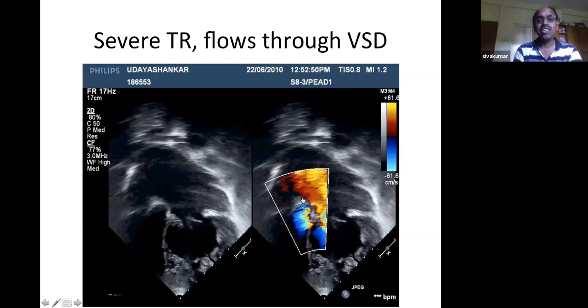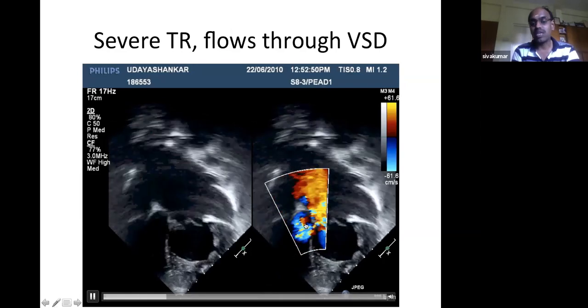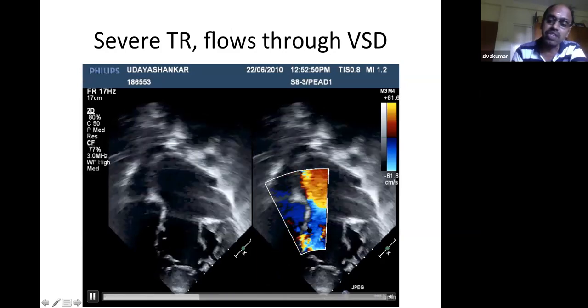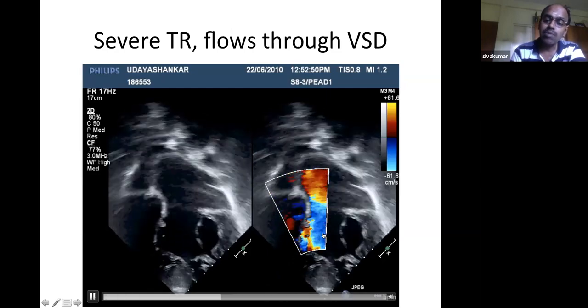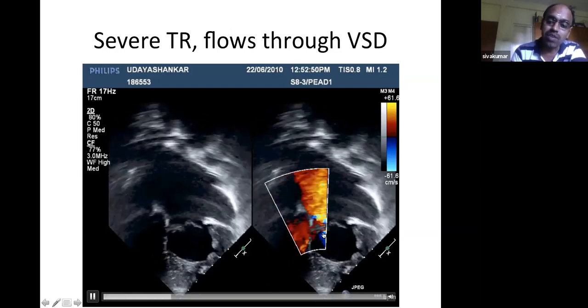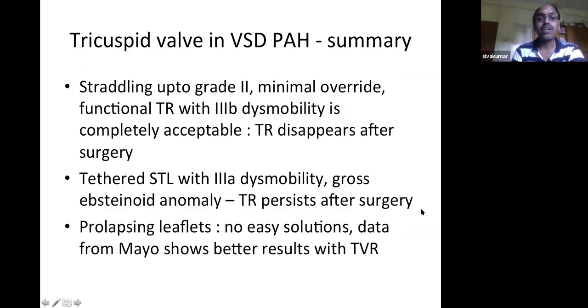Whenever there is a very severe tricuspid regurgitation, the flow through the interventricular septal defect may not be very clearly visible because this is an extremely low pressure chamber. So a large amount of shunt will be directed from the right ventricle towards the left atrium rather than through the ventricular septal defect. So how to assess a tricuspid valve? Straddling. Up to grade 2 straddling is acceptable. Minimal override is acceptable.